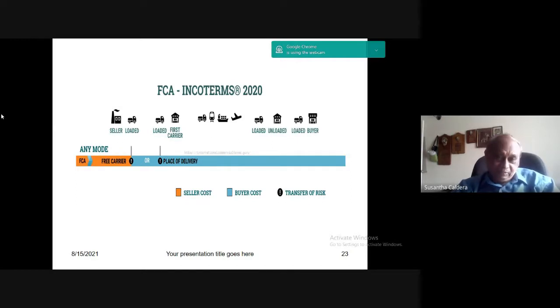Then, in the brown color, you get it at the seller's cost. Then you get the transfer of risk at that particular point. This is how it is happening. Right? Okay.